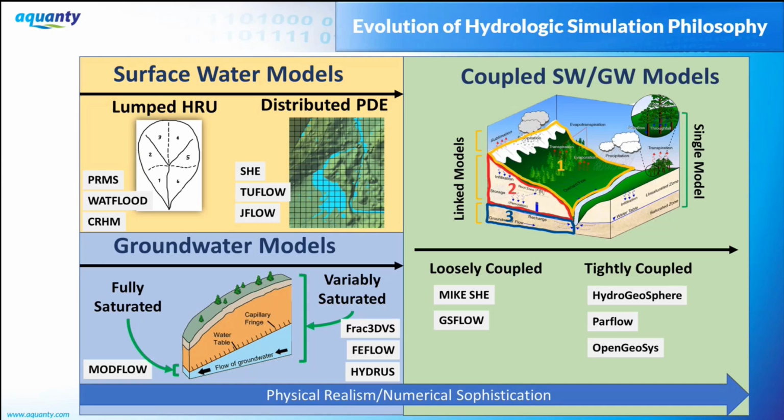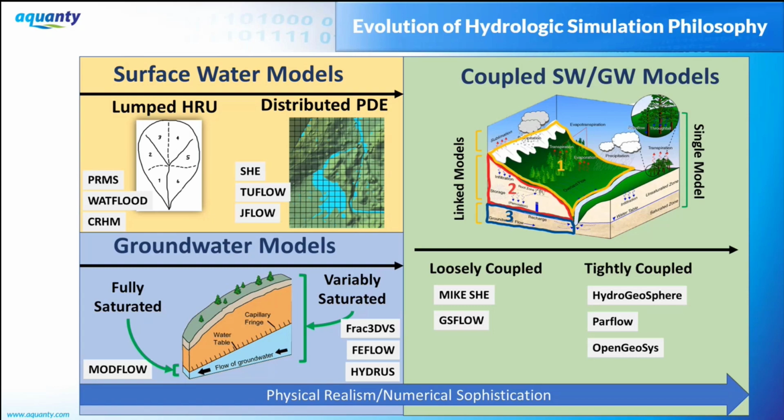Now, as we move to the right, we're attempting to bring in more physical realism and numerical sophistication, and this is the coupled surface water groundwater models. There are kind of two families of models in a general sense. There are linked models where you have different compartments. For example, the land surface compartment, which is linked to the unsaturated zone compartment, commonly represented as a 1D vertical infiltration, exfiltration process, and then linked to a third, the saturated zone.